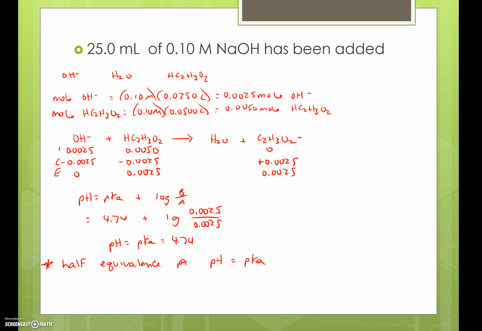in our titration. And we call this point in the titration the half equivalence point, when half of our weak acid has been consumed by the strong base that's titrated into it. And when you're at the half equivalence point, pH equals pKa.